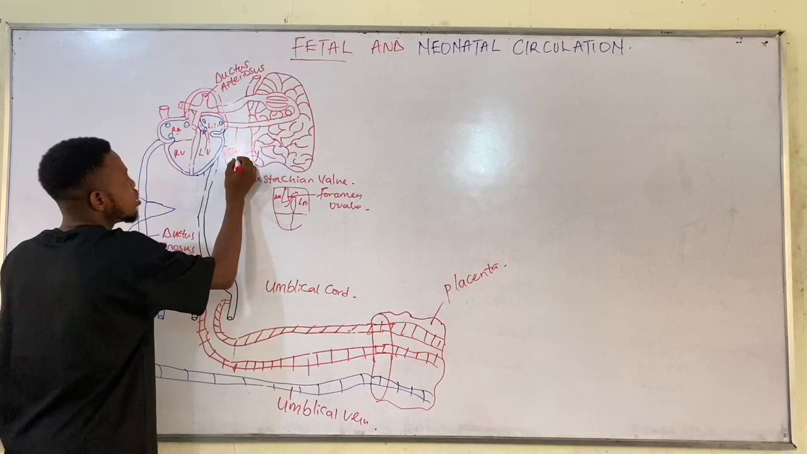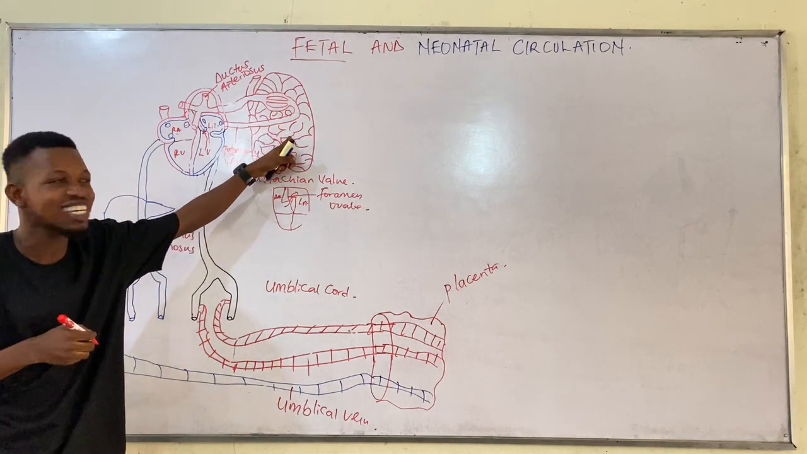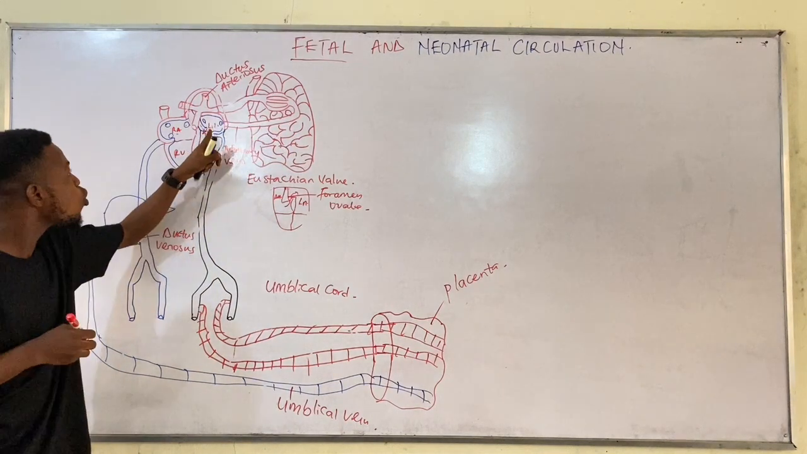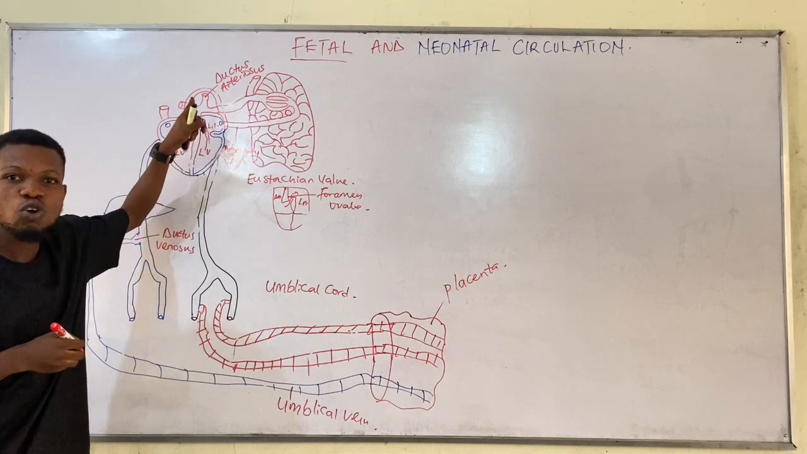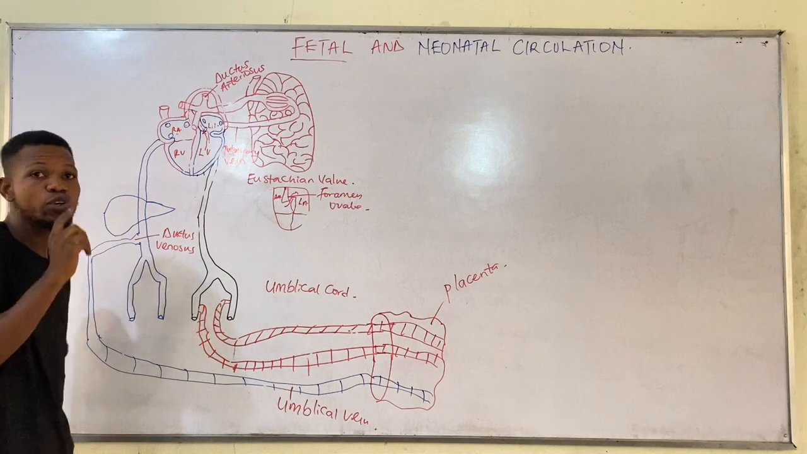Pulmonary vein. So this pulmonary vein will carry that oxygen-rich blood from the lungs into the what? Left atrium. Now, when there is presence of oxygenated blood in the left atrium, there's something I want you to know about neonatal circulation, which occurs at birth.